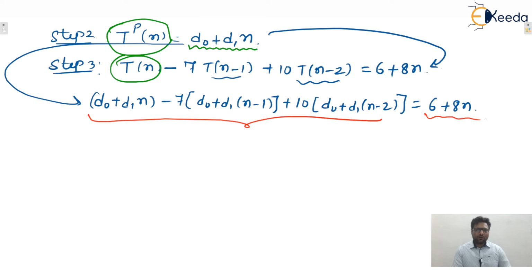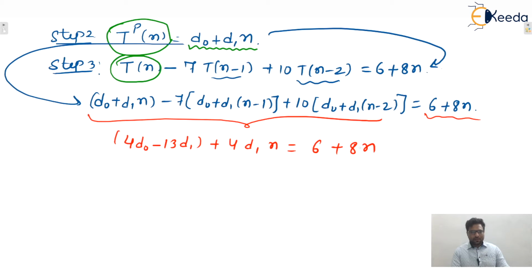After simplification, you will see this becomes 4 d0 minus 13 d1, plus 4 d1 n, equals 6 plus 8n. So d0 and d1, I already told you, are all constants only. So this constant can be compared with 6 and 4 d1 can be compared with 8. Just equate.